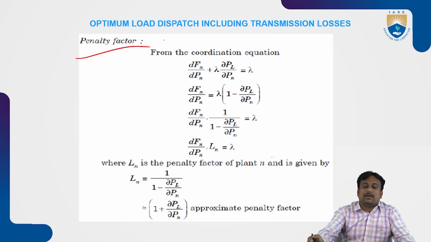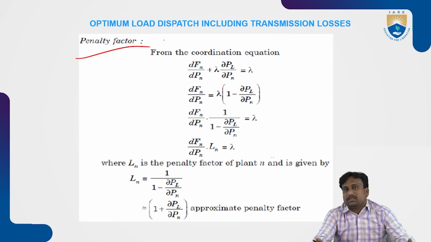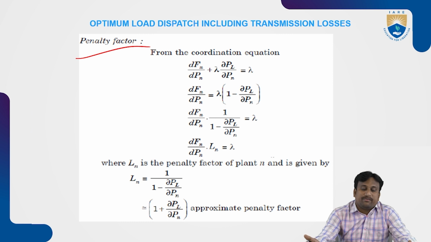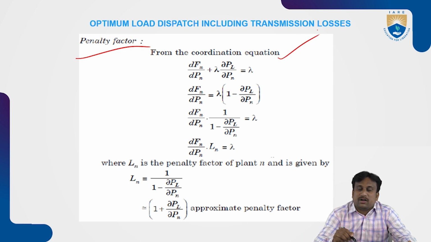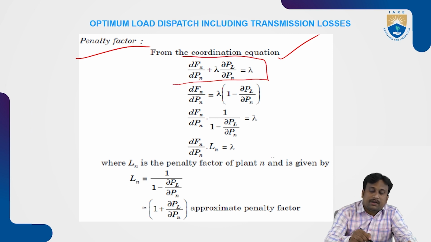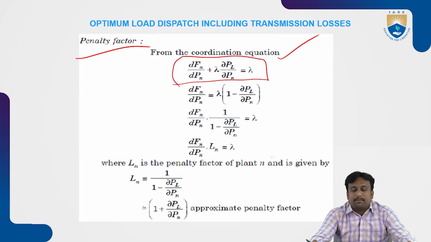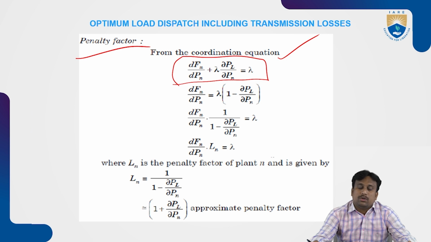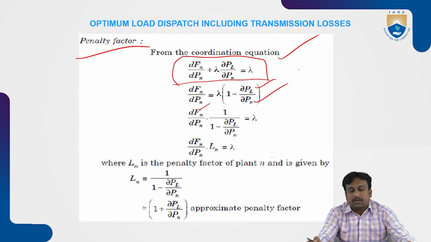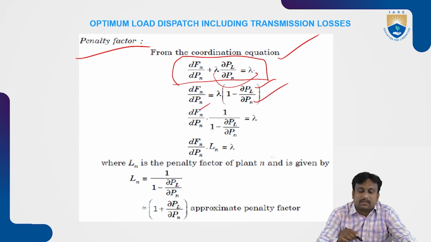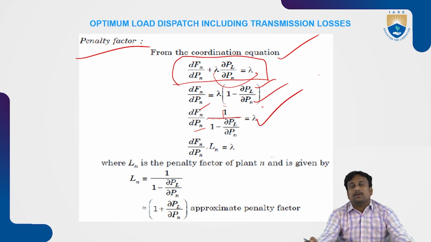So another factor in optimal load dispatch including transmission losses is denoted with the penalty factor. From the coordination equation, what is the coordination equation we derived? df1 by dpn plus lambda dou pl by dou pn equals lambda. So dfn by dpn equals lambda of 1 minus dou pl by dou pn. Simply we are taking the common factor on either side and writing it like this. So dfn by dpn into 1 by 1 minus dou pl by dou pn equals lambda.